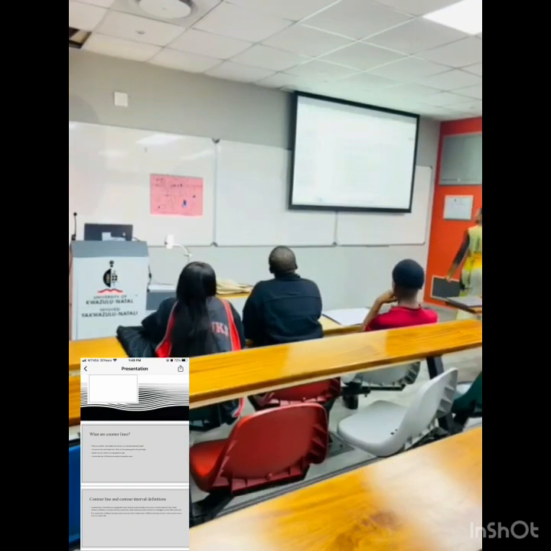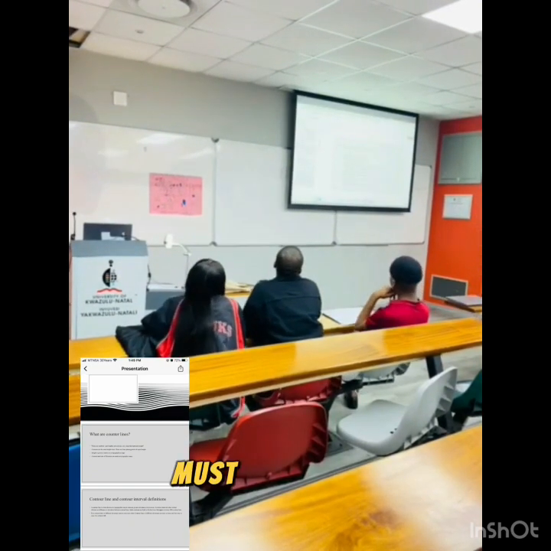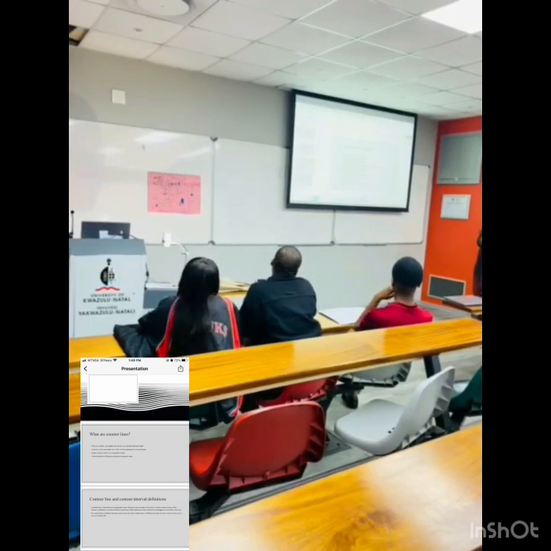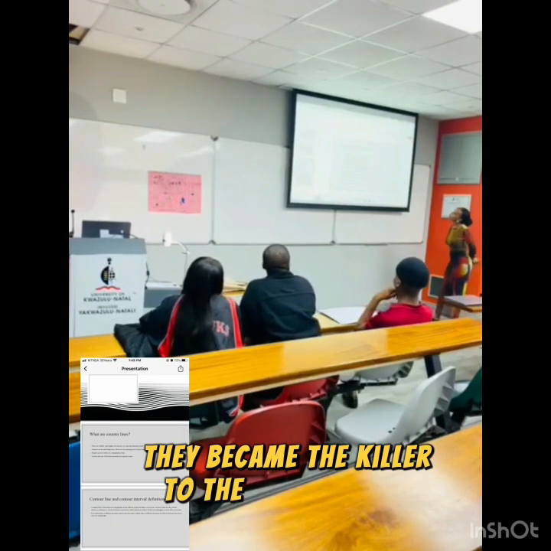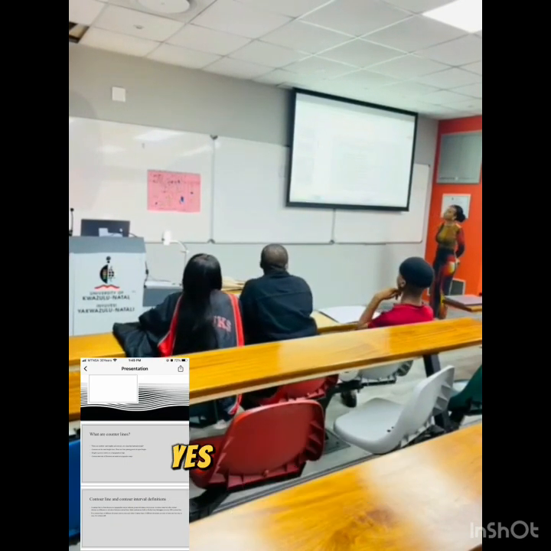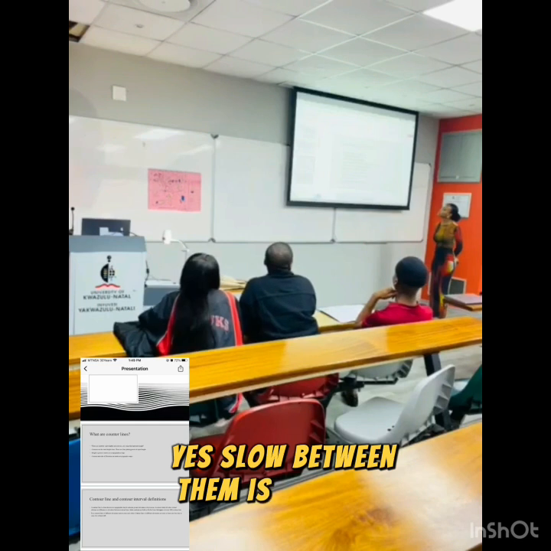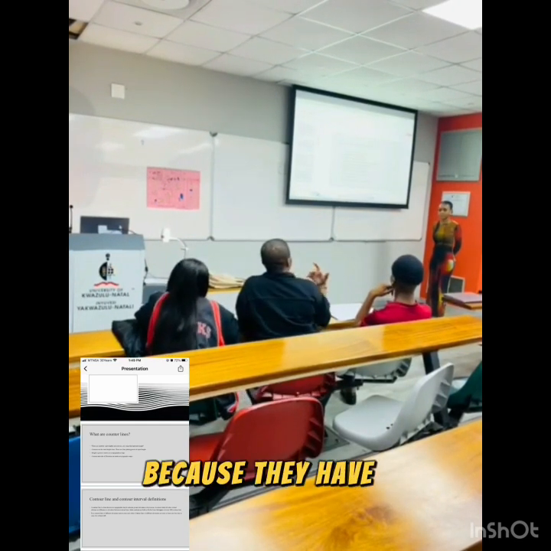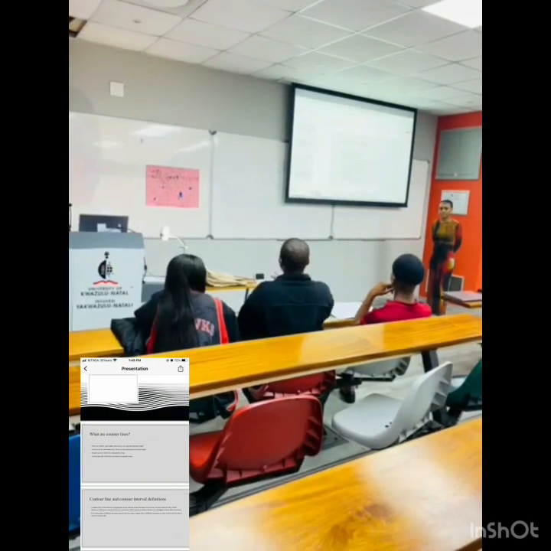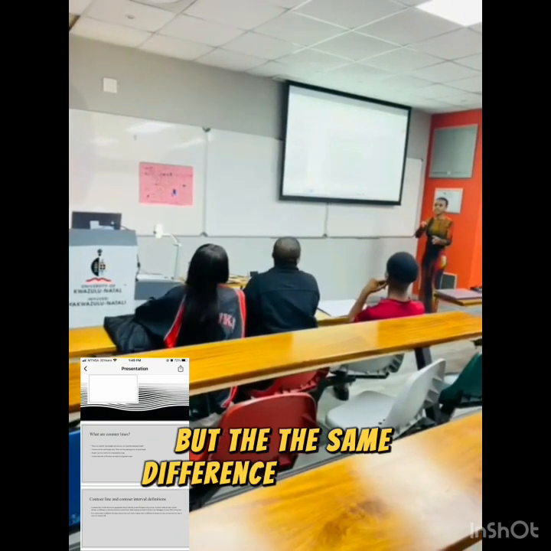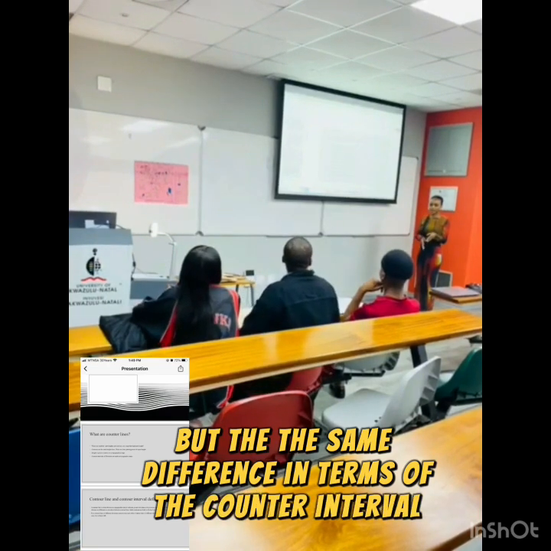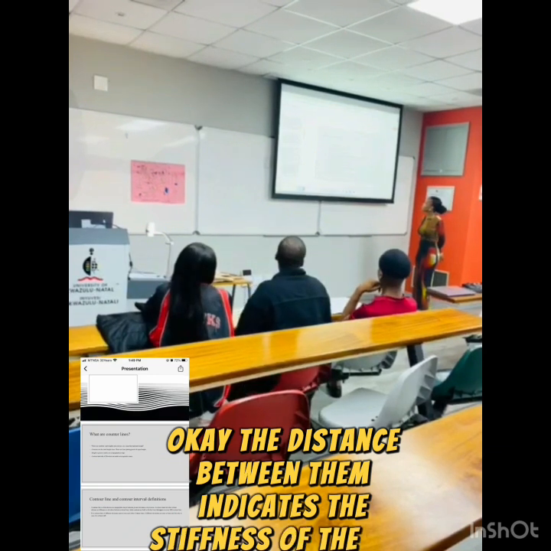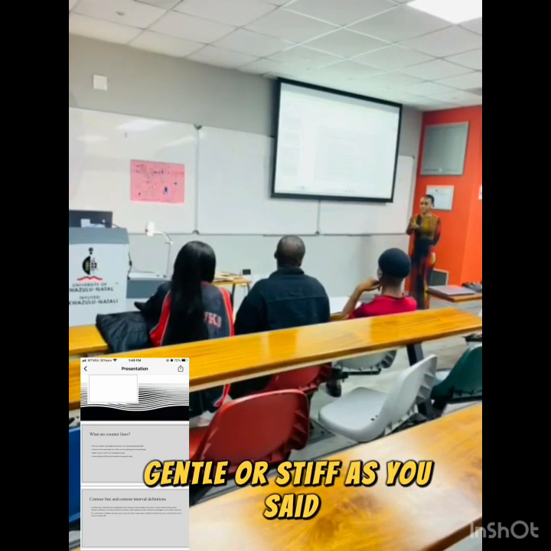Characteristics of contours. Must be closed on themselves, on or off the map. Perpendicular to the direction of the map's slope. Slope between them is assumed uniform. Why is it assumed uniform? Because they have the same height, the same difference in terms of the contour interval, right? The distance between them indicates the steepness of the slope, gentle or steep, as you said.